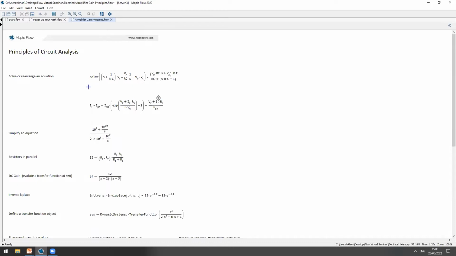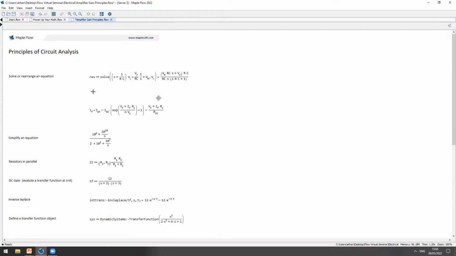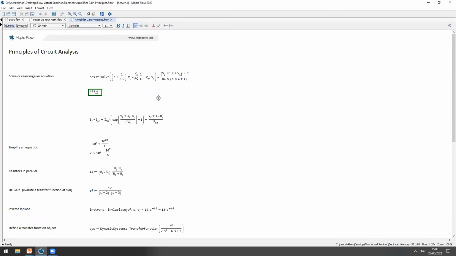So there we go. If I want to use the result downstream in my analysis, I can simply assign the result of this to a name and use that assigned name elsewhere. That was a very simple example for solve. It's capable of doing a lot more. You actually have access to some really advanced mathematical functions and algorithms in solve. These are algorithms and functions that you normally wouldn't typically encounter in an engineering math course.